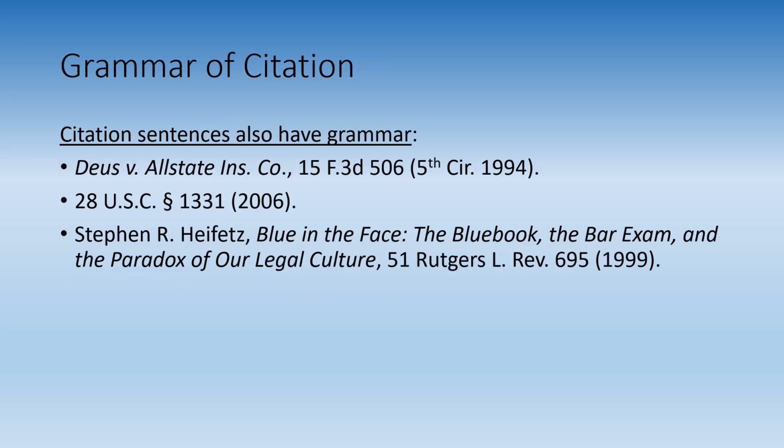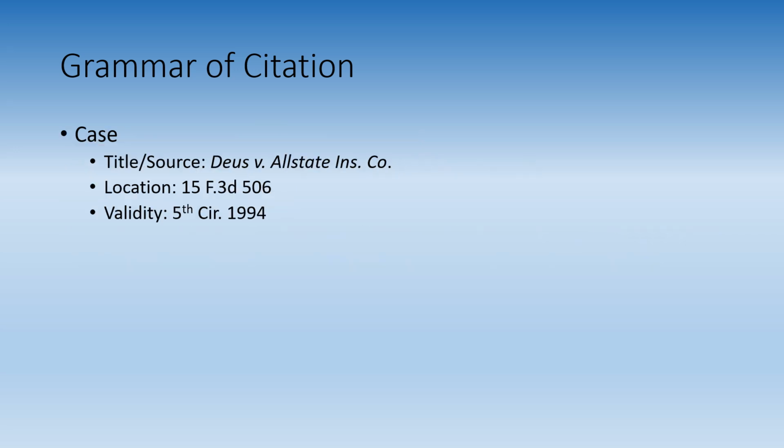Citation sentences also have a grammar. So here's an example of a case citation. After that is an example of a federal statute. And after that is an example of a law review article citation, or a secondary source citation. So all of these things, no matter how different they are from one another, have particular elements of grammar in common, just like sentences.